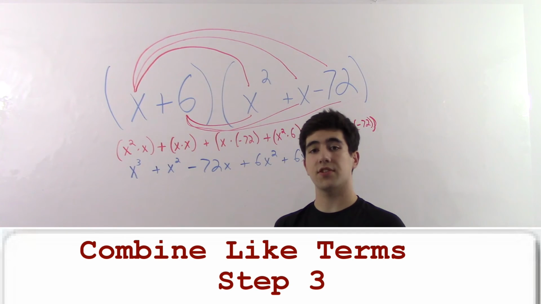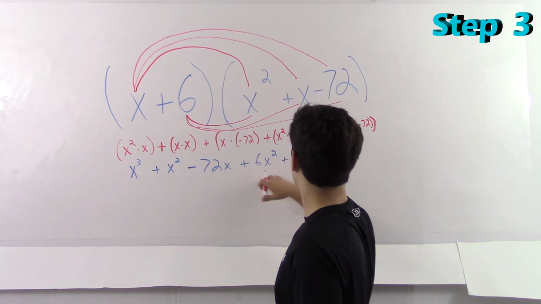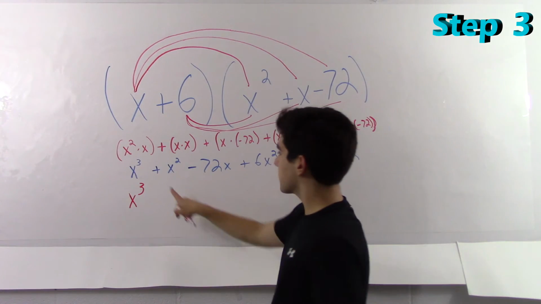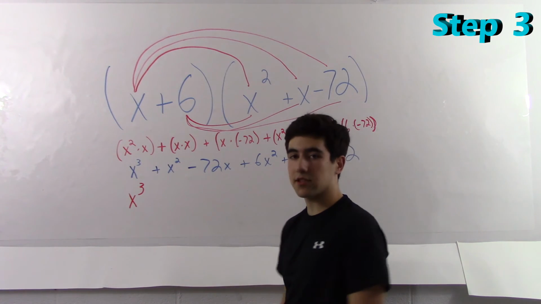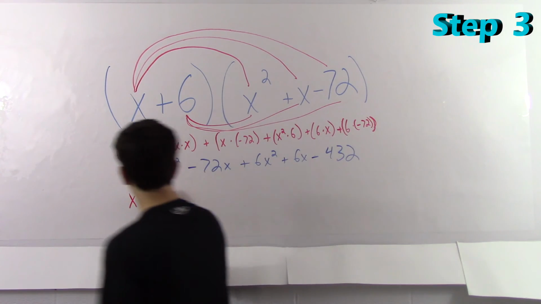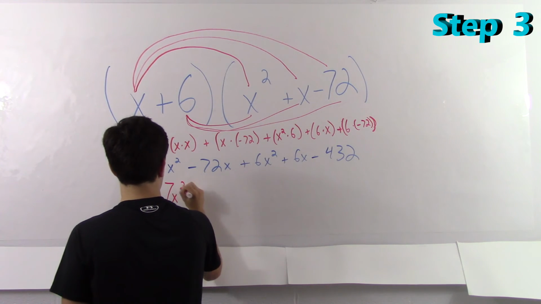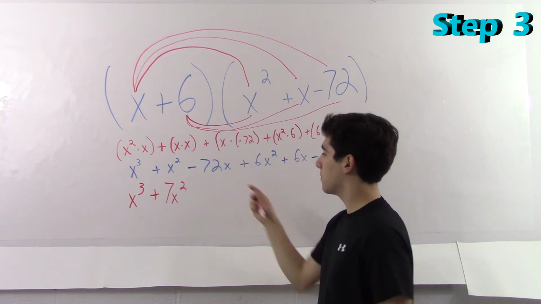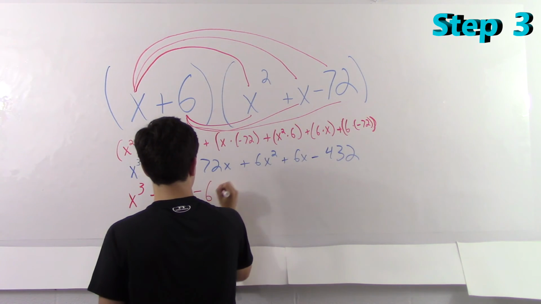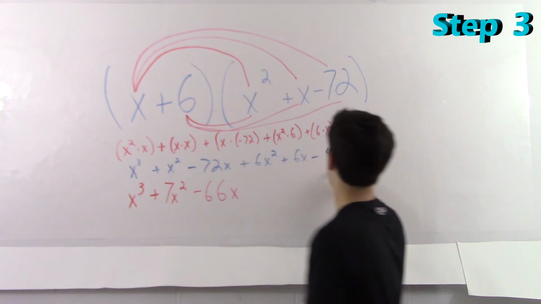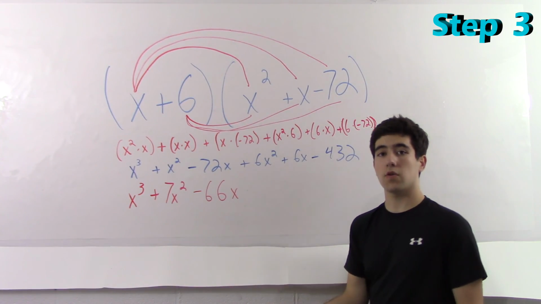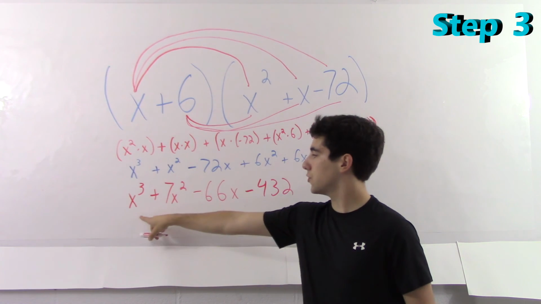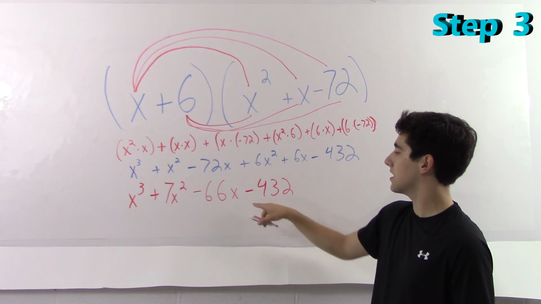And then your last step is to combine terms. X cubed has no like terms, so we just bring it down. X squared has a common term in 6x squared, so we would have 7x squared. Negative 72x has a common term in 6x, and we would have negative 66x. And negative 432 remains the same since it has no common terms. And that's your equation. X cubed plus 7x squared minus 66x minus 432.